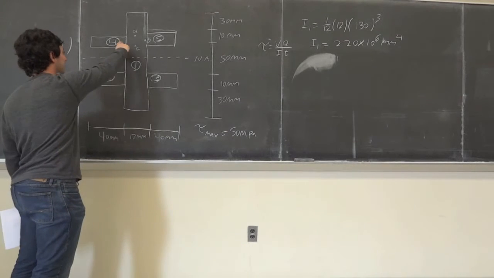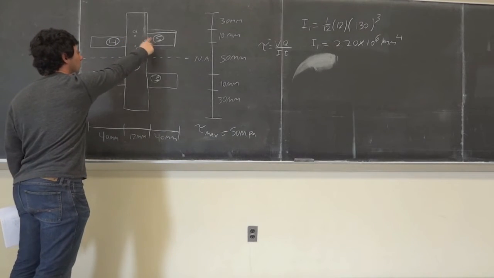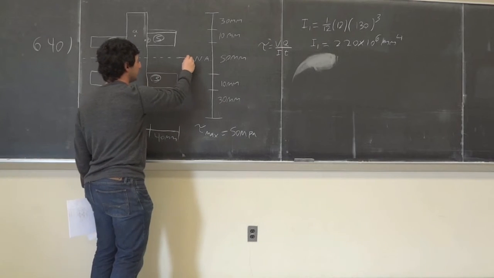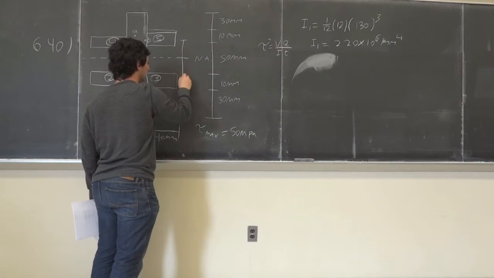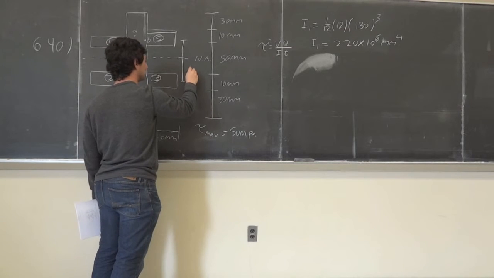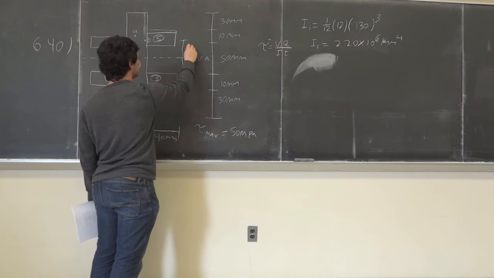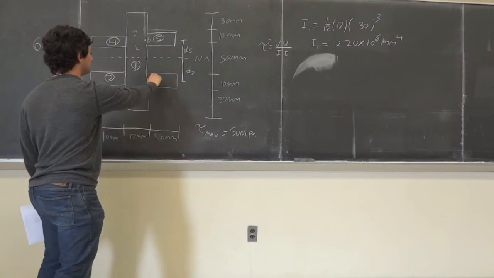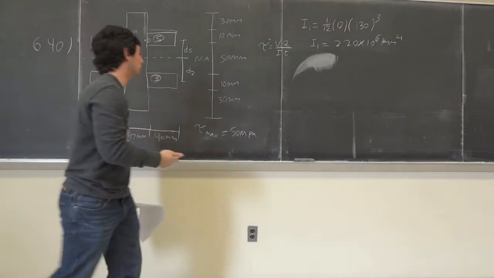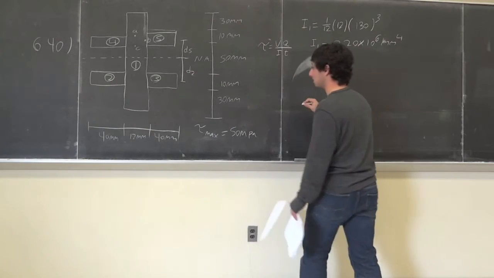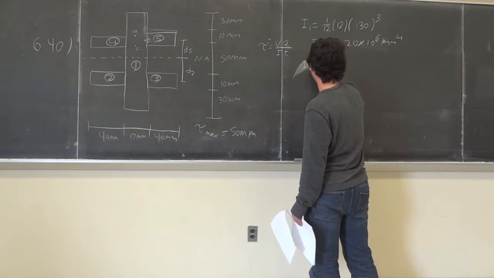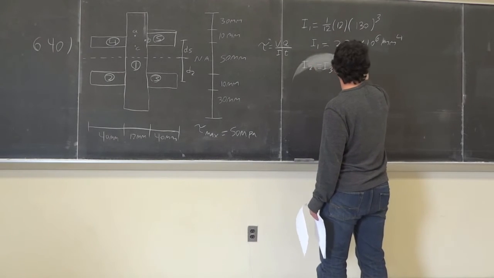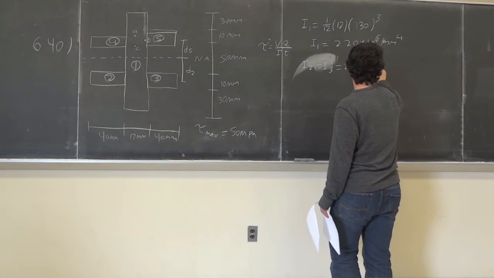The moments of inertia for 2, 3, 4, and 5 are going to be the same because d is the same for each one. You need the parallel axis theorem. This is d2, this is d5. The distances are the same, and the areas of each section are the same, so you'll notice the moment of inertia is going to be the same. So I2 is equal to I3 is equal to I4, which is equal to I5.